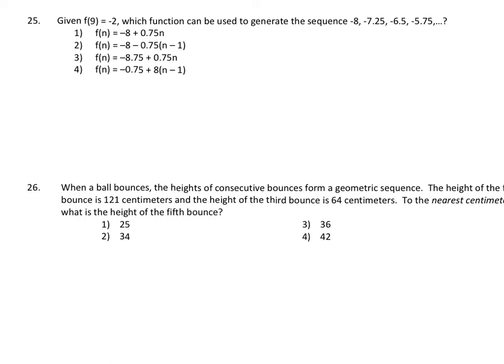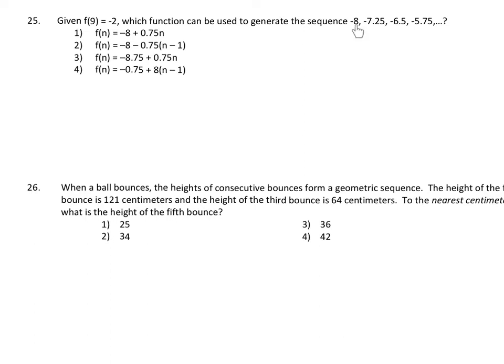All right, so number 25, it's saying given f of 9 equals -2, which function can be used to generate the sequence, this right here. Now, instead of using a sub n, they're just using function notation. They're using f of n. So let's first figure out what type of sequence we have going on here, and then I'll get back to what function notation means.